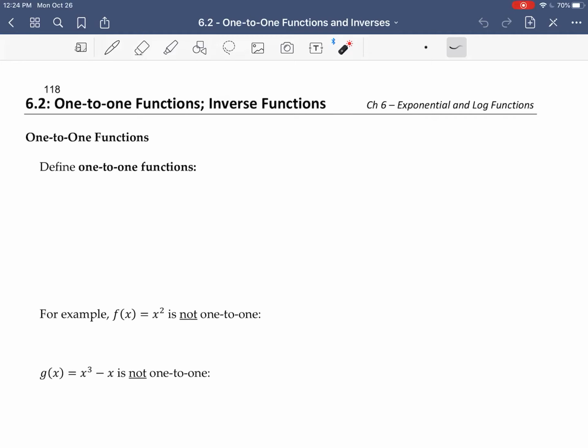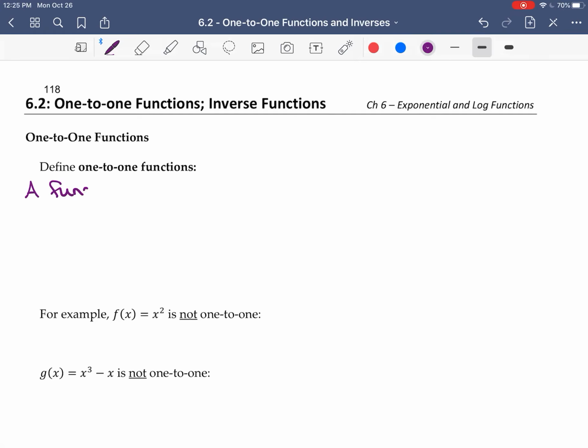In this video, we're going to talk about one-to-one functions and inverse functions. Okay, so it turns out that the special type, one-to-one functions, are important for which functions have inverses. So let's start with the one-to-one functions. So what does it mean to be a one-to-one function?